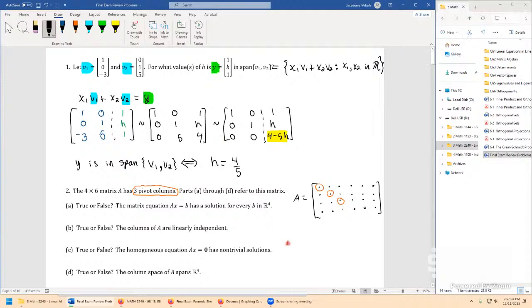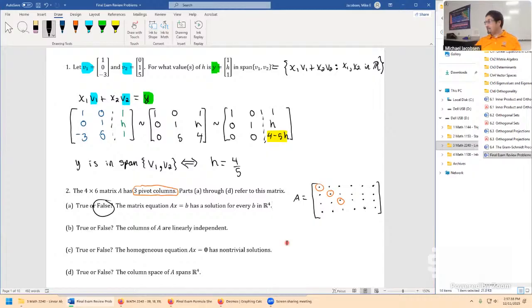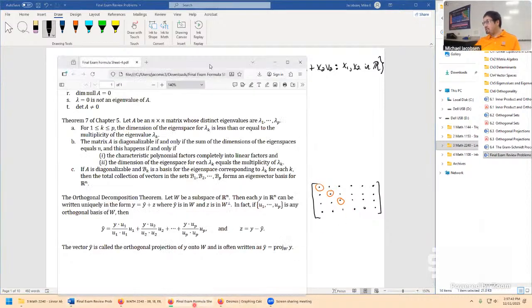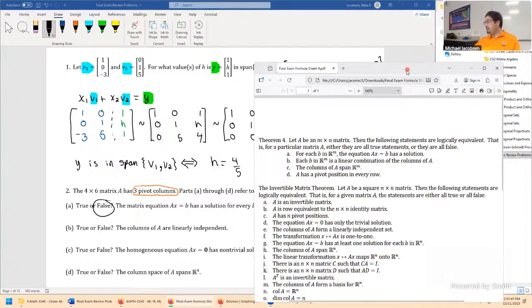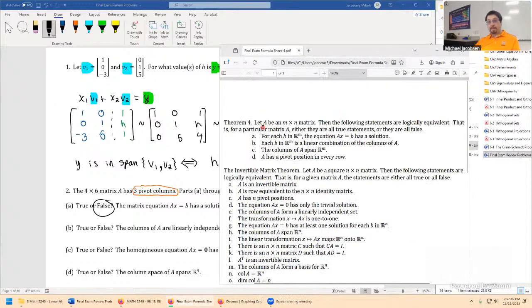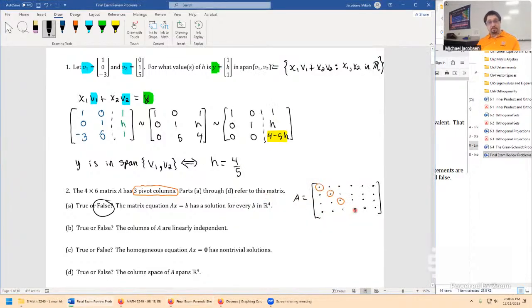False. Yeah, good call, Brian. This one is absolutely false. The trouble is there's not a pivot in every row. The moment there is a pivot in every row, we can go back to, say, not the invertible matrix theorem because it's not square, but theorem 4 from chapter 1 tells us for each b in R^m, Ax = b has a solution. These are logically equivalent. So that is true, part A, if and only if we have a pivot in every row. But we don't. We're deficient of pivots.